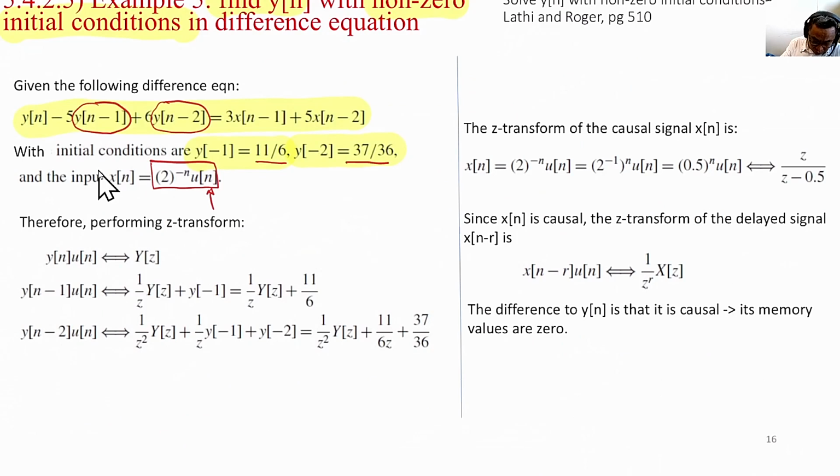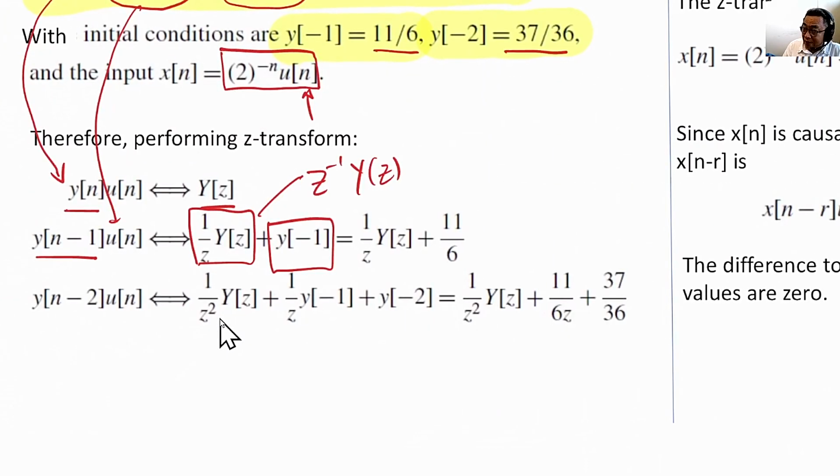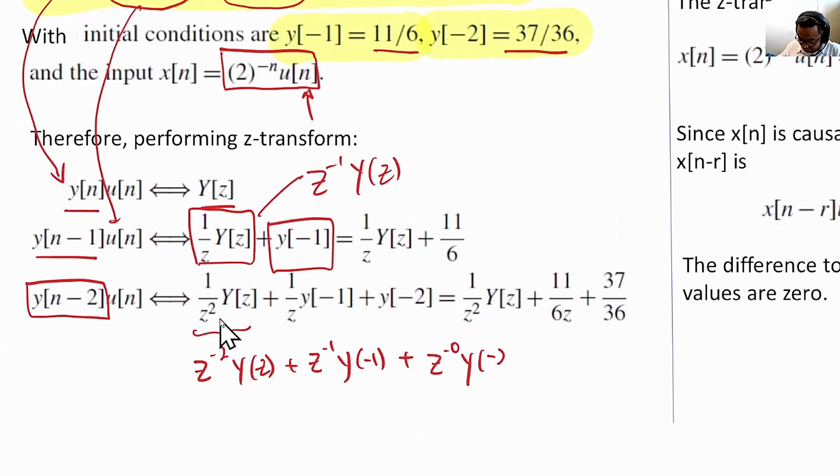So we begin. The z transform of y[n] is Y(z). What about y[n-1]? y[n-1] will have z^-1 Y(z). However, because our initial condition is not 0, we must add this term, y at time minus 1. And again, we z transform y[n-2]. We have z^-2 Y(z) plus z^-1 y[-1], plus actually it will be z^-0 y[-2]. Since z^-0 is 1, it is simply y[-2].